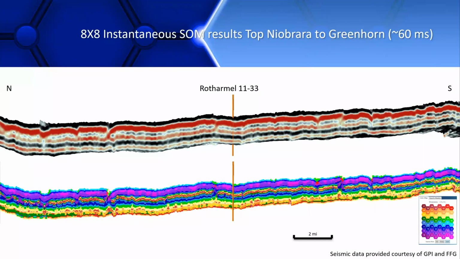So the results show a really nice classification of the amplitude data. Above we have our original amplitude data, and below you see the SOM results of an 8x8 SOM. Our B bench is right in the middle here. It's very easy to see, and you can track it throughout the data set.